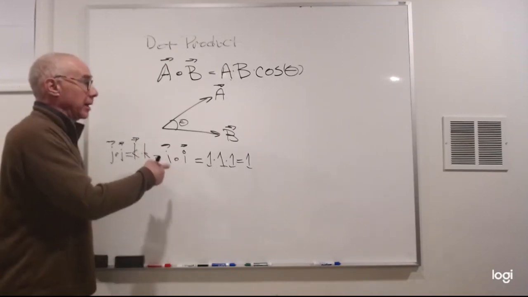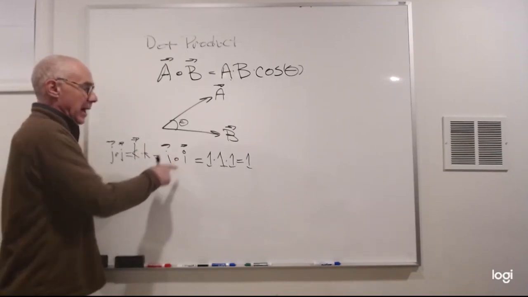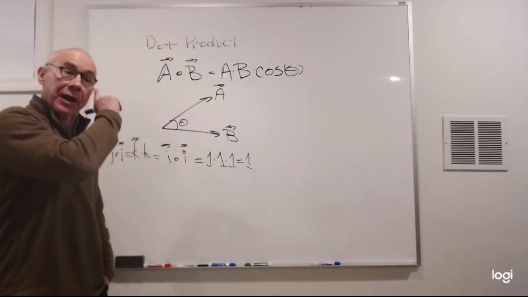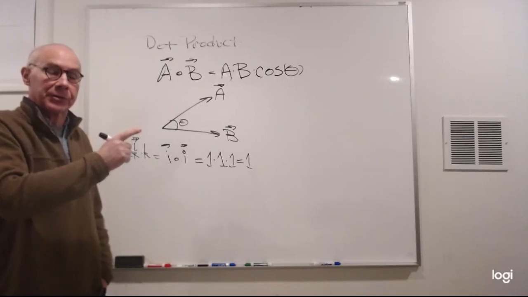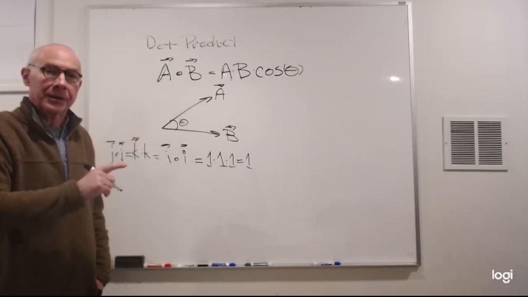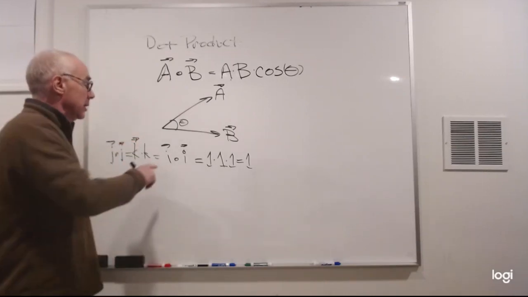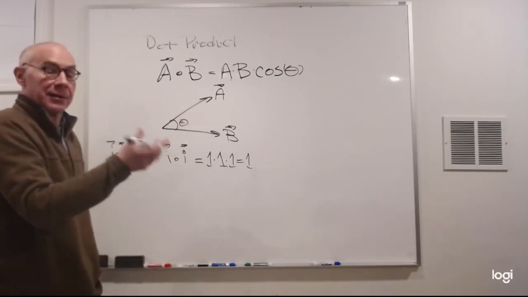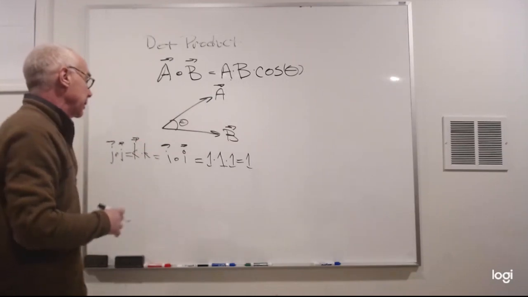And that's how you say this, by the way, i dot i. And the reason you say that, you don't just say i times i, is because we're going to have another way of multiplying vectors called the cross product. In that case, we're going to say something like i cross i or i cross j. So it's different. So you need to distinguish between those two ways of multiplying.